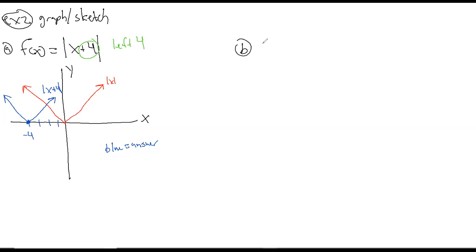B, f of x is equal, let's do parentheses, x minus 2 to the 3rd power.